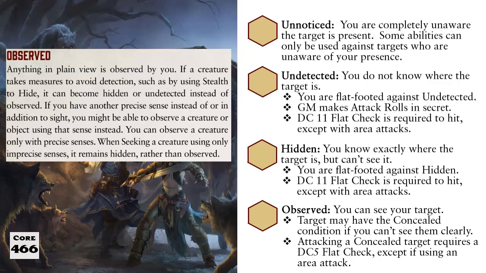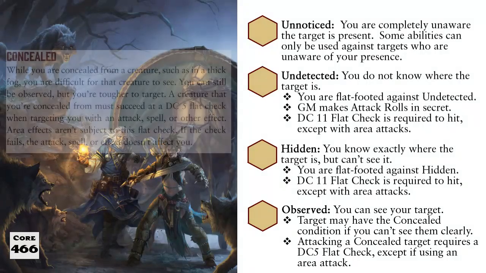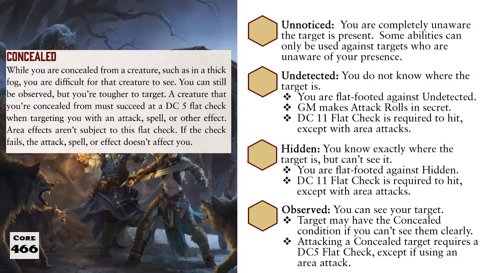The final state of awareness is called observed. When you can see a target, it is observed. There are no special bonuses, penalties, or conditions imposed by an observed target. However, it is possible for an observed target to have the concealed condition if you cannot see them clearly. For example, they're standing in smoke or in fog, or maybe they're in a shadow. You can see them, but the GM determines that your vision is somehow impaired, but not so much so that the target would be considered as hidden or undetected.